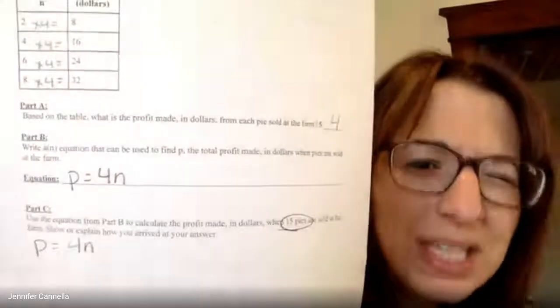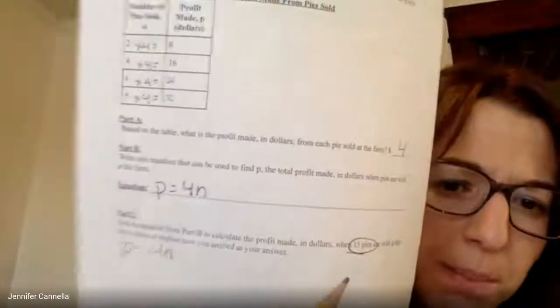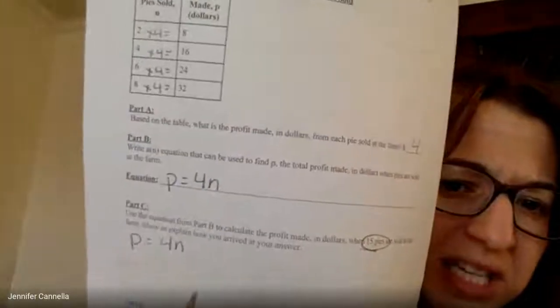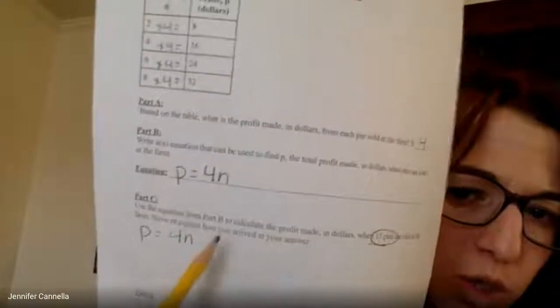All right, so let's rewrite the equation, which is P equals 4N from part B. And it says 15 pies. So the pies, is that going to be the N or the P? The N. I know it's the tricky N, because pies, profit. It's tricky, right? So the pies is 15. I'm going to take the 15 and substitute it in for N. What operation is this? Multiplication. So 4 times 15 is how much money? $60. So how much profit do you make if you sell 15 pies?